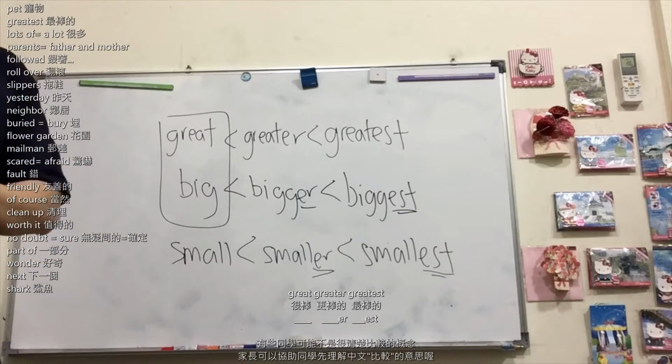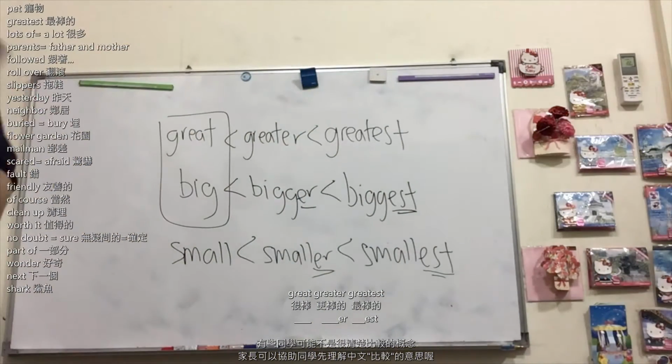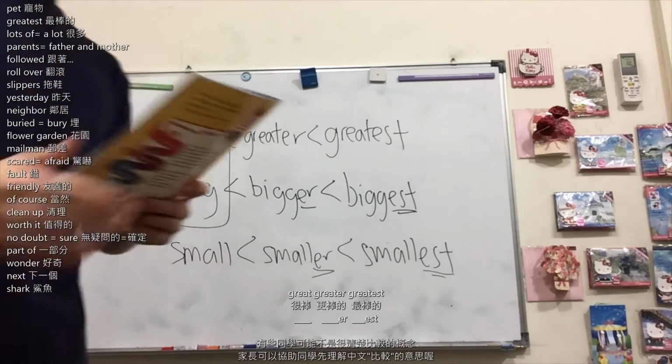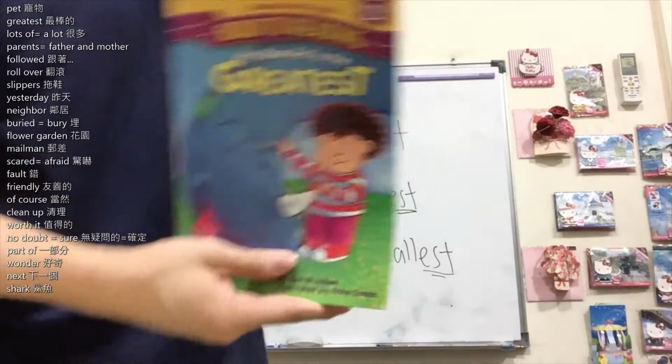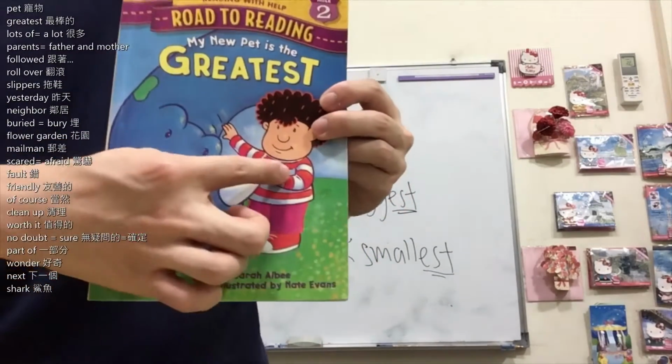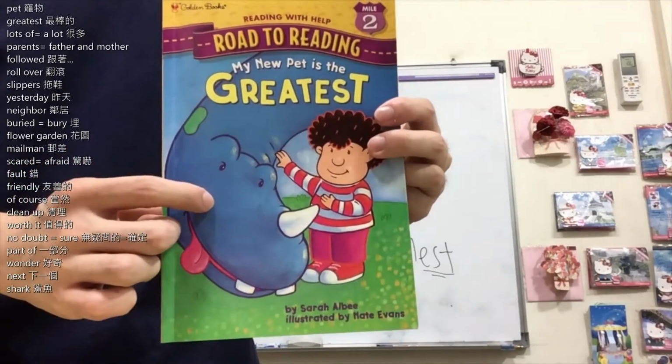You can take a look at what I have on the board first. Maybe I'll give you a few seconds to try to understand what I'm talking about. Okay, so let us move on with the book. My New Pet is the Greatest. You can see a boy here, and you can see a dinosaur here.